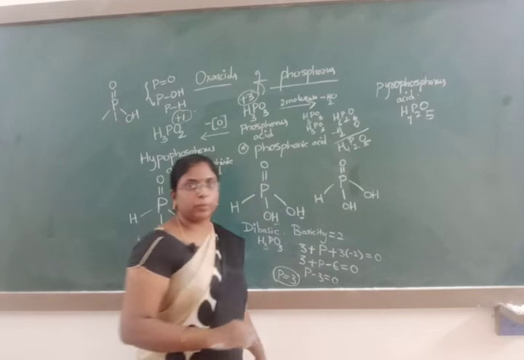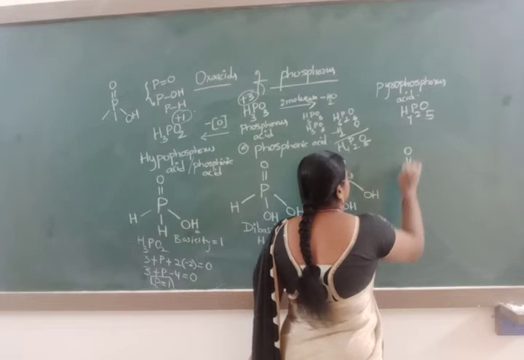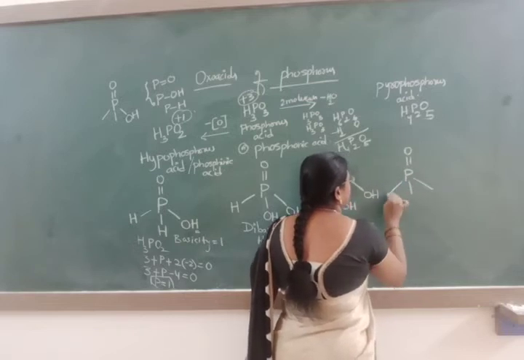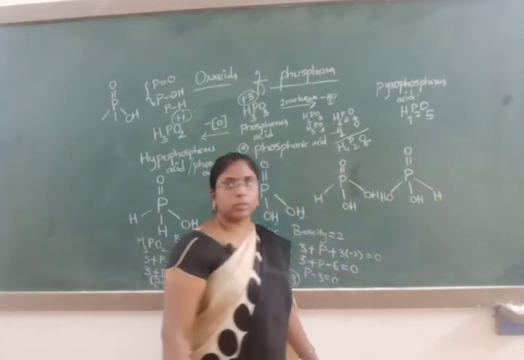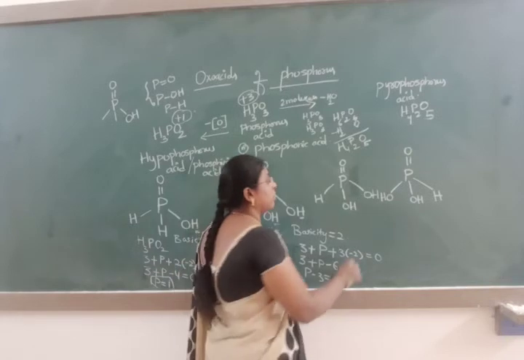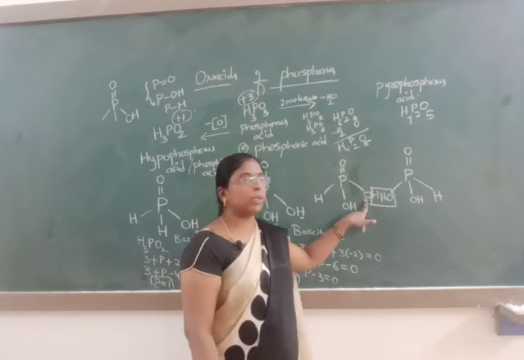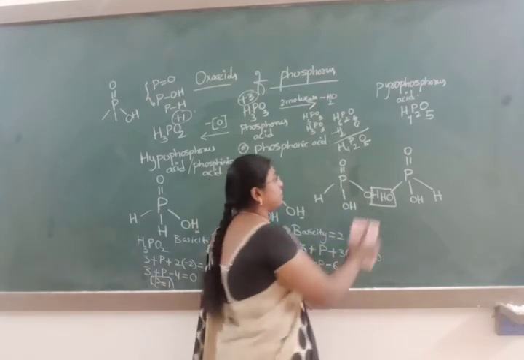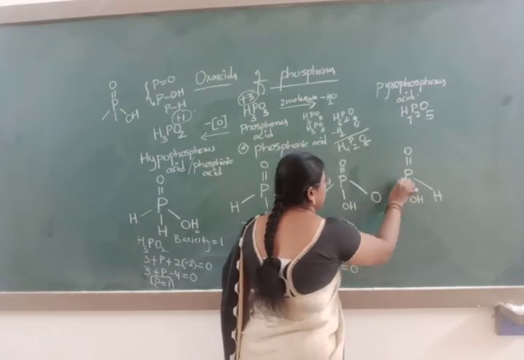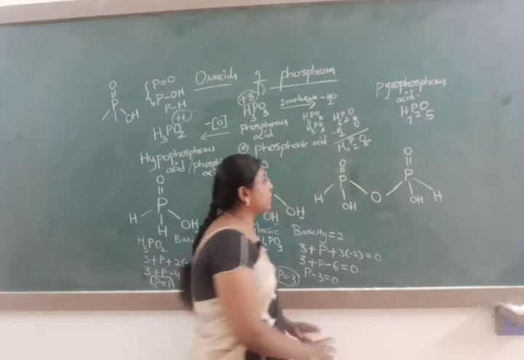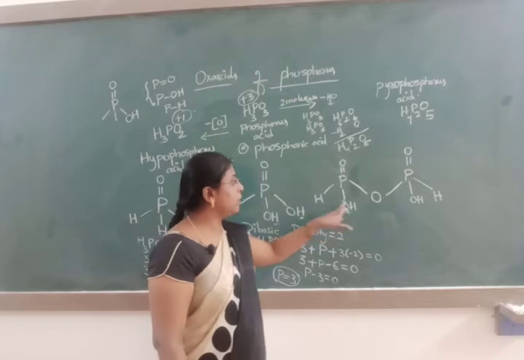This is H3PO3. Another molecule, if I represent here, phosphorus, here it is OH. If I represent this one OH and this is H. From 2 molecules of H3PO3, if I remove one water molecule, that is when I remove this H2, what remains here? Only one oxygen remains. This is the structure of pyrophosphorus acid. If you see here, what is its basicity?